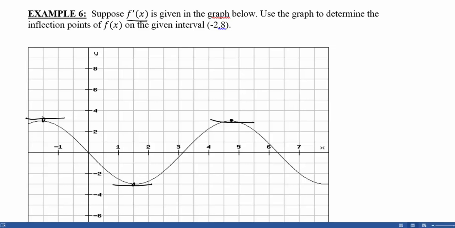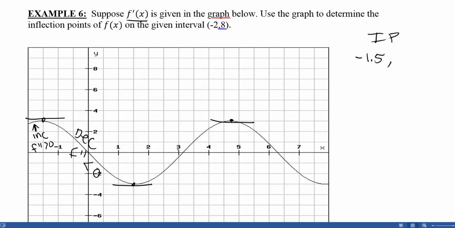So what I want you to notice here is that this is increasing, which tells me that the second derivative is positive on this little interval. So that looks like it's about negative 1.5. And then my first derivative is decreasing from negative 1.5 to positive 1.5, which tells me that my second derivative is negative. So I can see that at negative 1.5, I've changed from positive to negative. So that's my first inflection point.